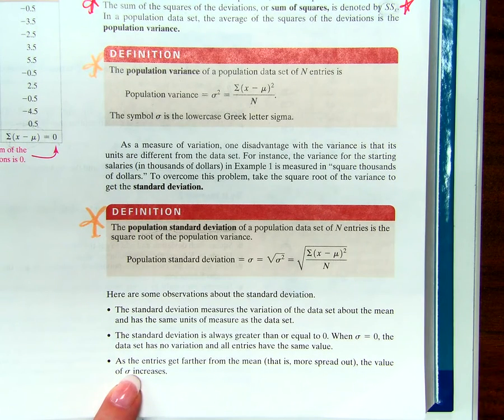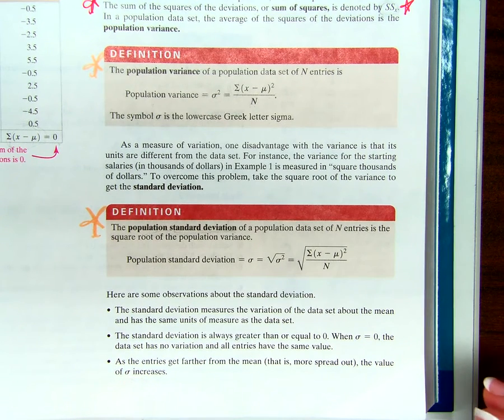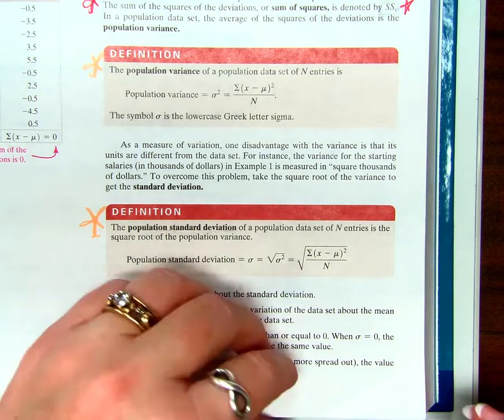And last, as the entries get further from the mean or more spread out, the value of sigma increases. But that would make sense, right? If it's more spread out, that value would be bigger. Okay? Okay so far?